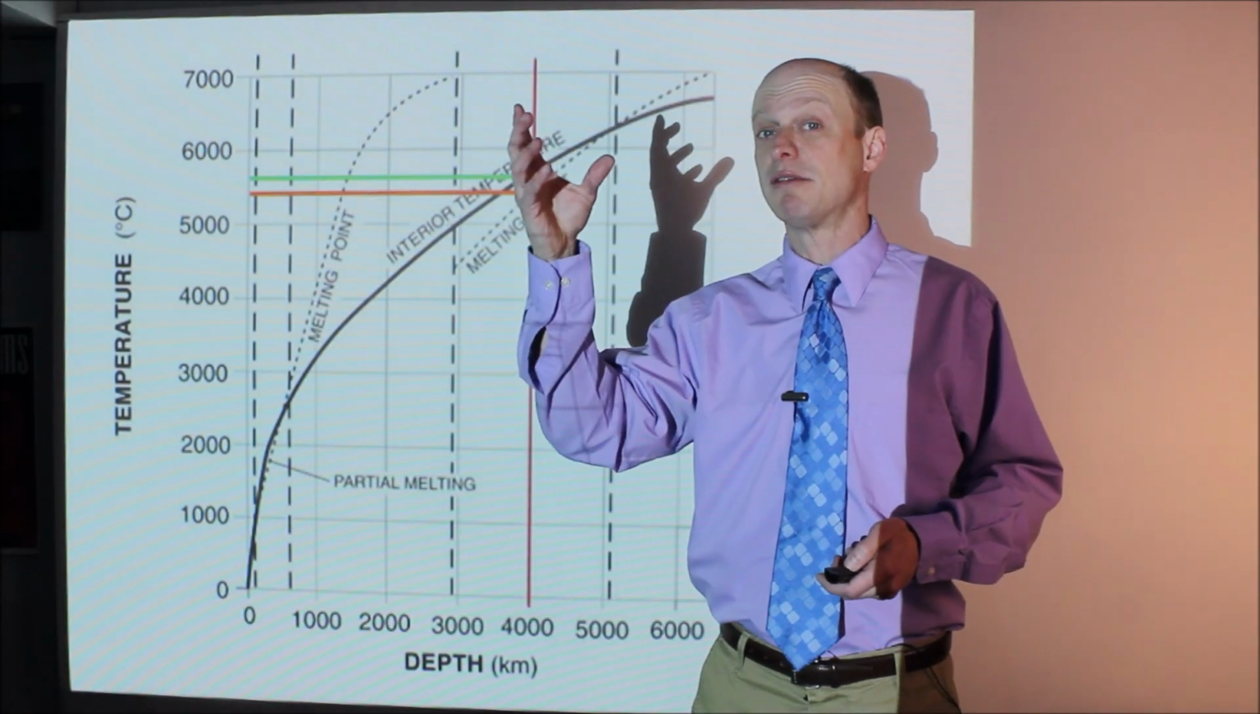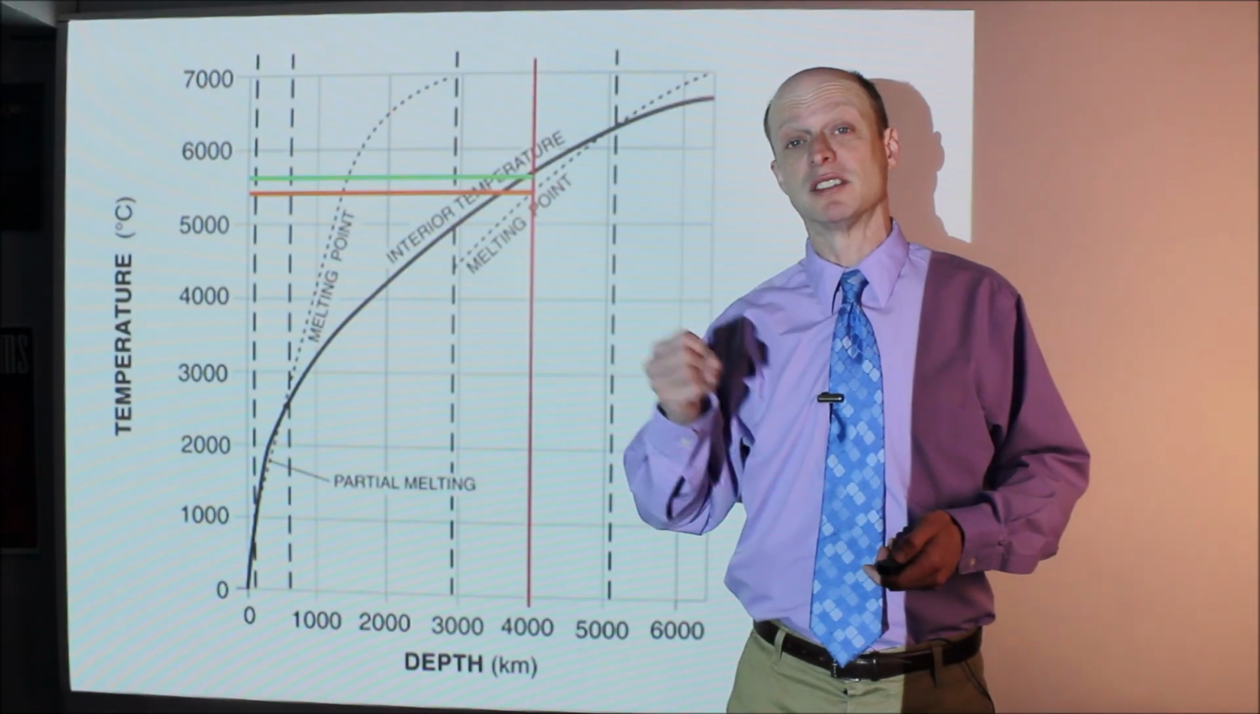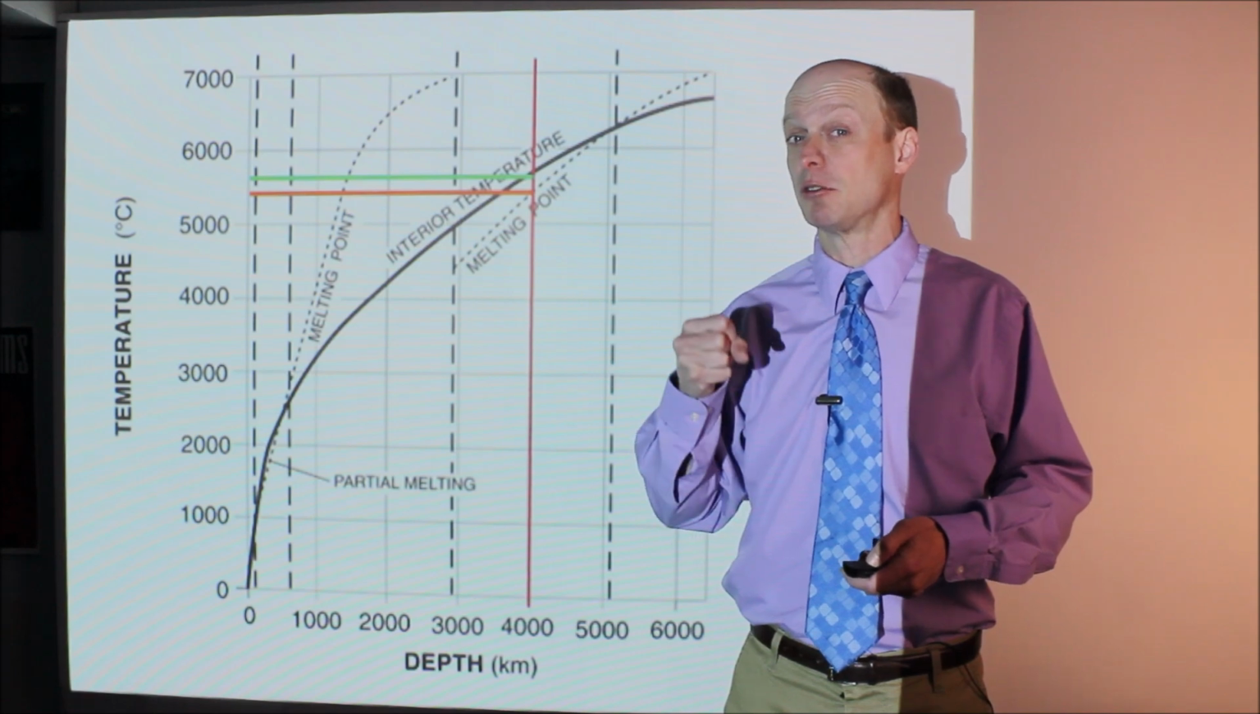And you have to be able to decipher in your head that that means that it would have melted because it's hotter than the temperature it melts at. So it's going to be liquid there. That part of Earth is going to be liquid.